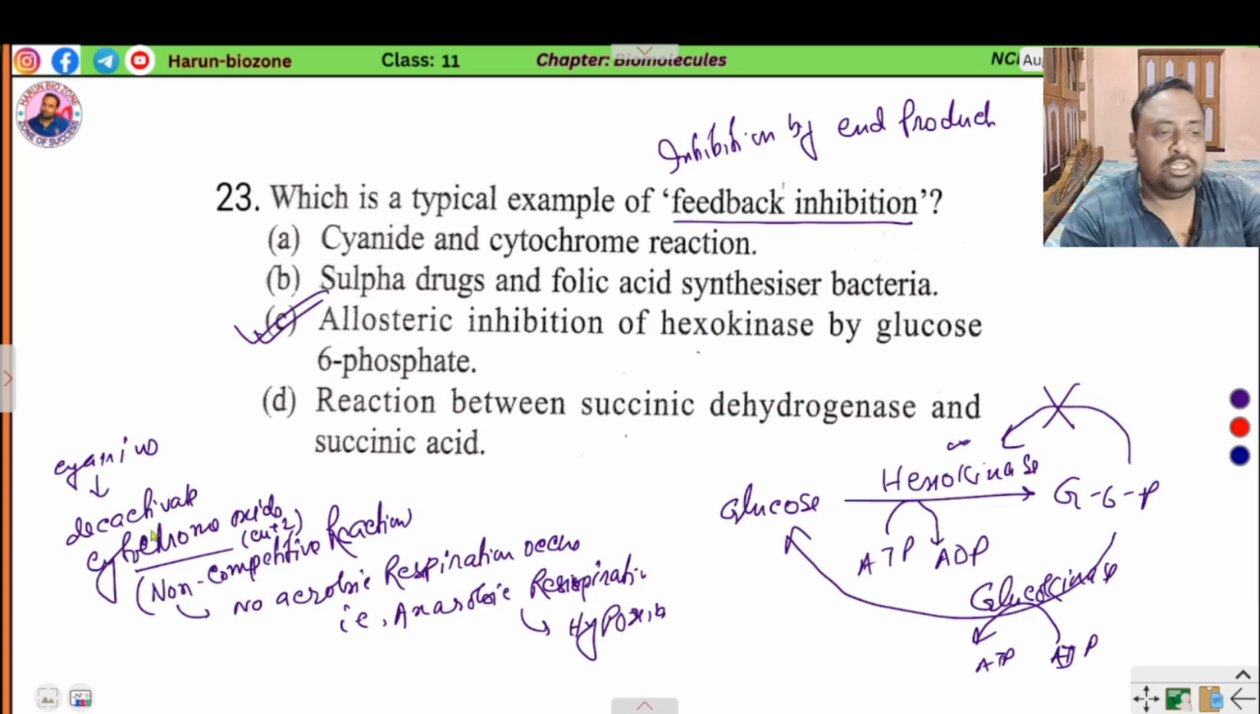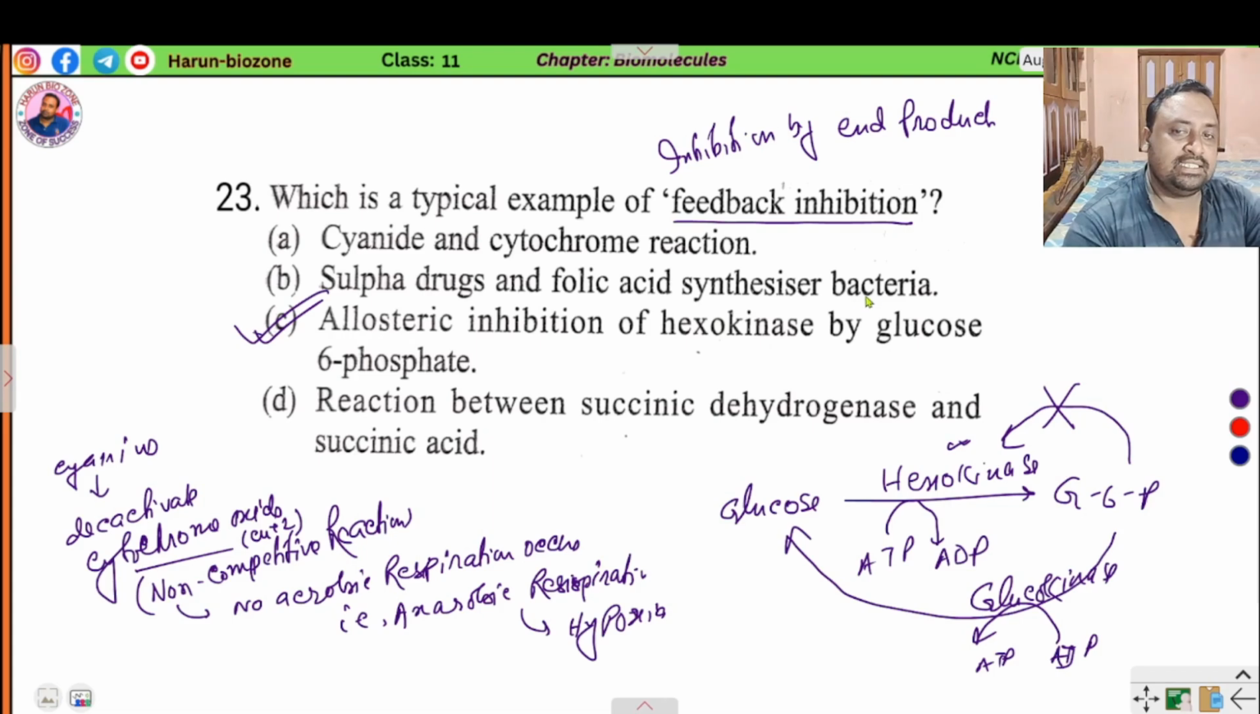Hypoxia occurs. That means when you use cyanide, it combines with the electron carrier cytochrome oxidase of the electron transport system, and cytochrome oxidase does not combine protons with oxygen. So here no aerobic respiration occurs, anaerobic respiration occurs, and finally hypoxia appears in every organ. Cytochrome oxidase in this reaction is a non-competitive inhibition reaction. Okay, next question point.